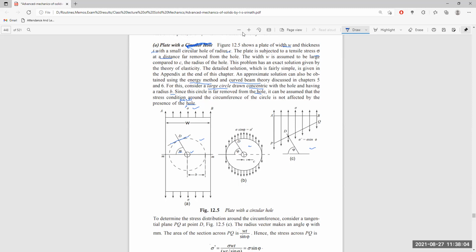If we draw this line PQ further, the angle here will be equal to 90 degrees minus phi. Now we know the width of this portion AB is equal to the width of our strip itself, which is equal to W. So we would like to find the length of this portion PQ, which is the hypotenuse of this triangle with base AB equal to W.